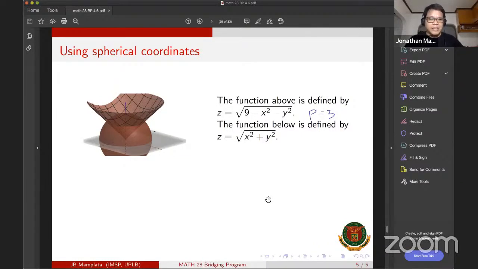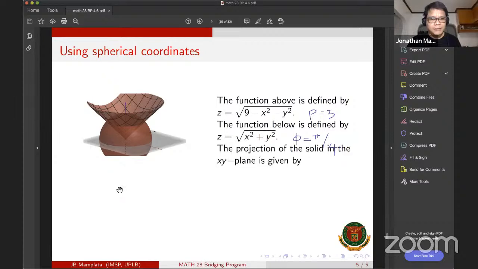Okay? So, kung hindi nyo pa rin nakuha kung bakit pi over 4, again, from the equation of the cone, yung z palitan mo ng rho phi theta, yung x and y palitan mo rin ng rho phi theta. Okay? Then, you just do some algebraic manipulations to get phi equals pi over 4. Okay? So, that is the function below. Phi equals pi over 4. Okay. So ngayon, kuhanin naman natin yung mga bounds.